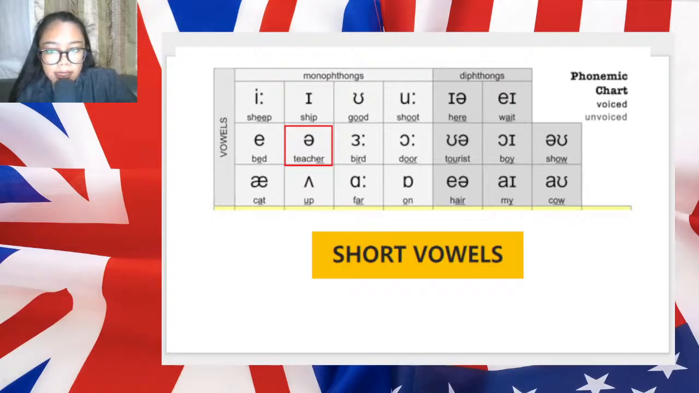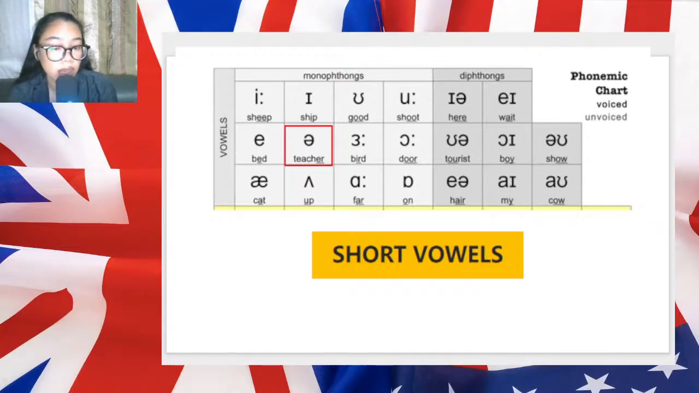You always see it. That's why I always mention it every time, every single class that I did in our previous sessions. Okay, this is the schwa sound. Let's try to say it together. Uh. It's a bit shorter.